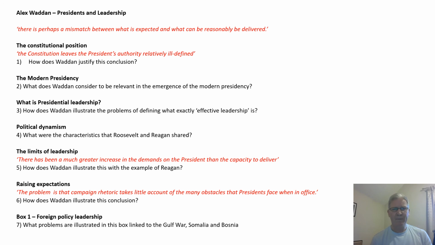Your first job is to focus on the first bit of reading. This is the article by Alex Wooden, Presidents and Leadership. Wooden takes a line that actually the president is quite restricted in what they can do, despite the enhancements of the modern presidents and the expectations that exist around it, and even powerful presidents as Roosevelt and Reagan. He puts forward the argument that it's very difficult for them to deliver on what the expectations are.